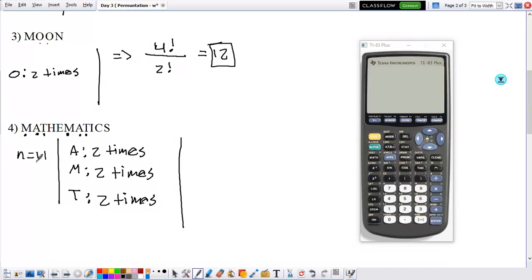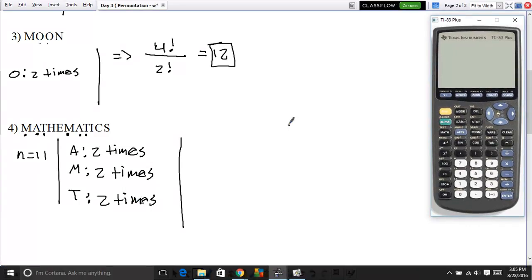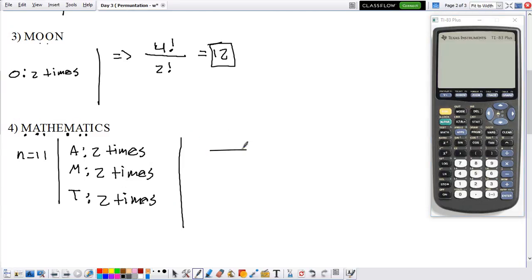So now that we have this piece of information, knowing that there's 11 letters, and A gets repeated twice, M gets repeated twice, T gets repeated twice, then we can just find out how many ways we can rearrange the word mathematics. So on the numerator is how many letters there are in total, which in this case is 11. So on the numerator, it's 11 factorial.